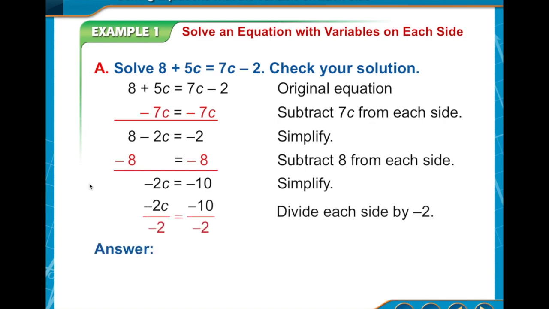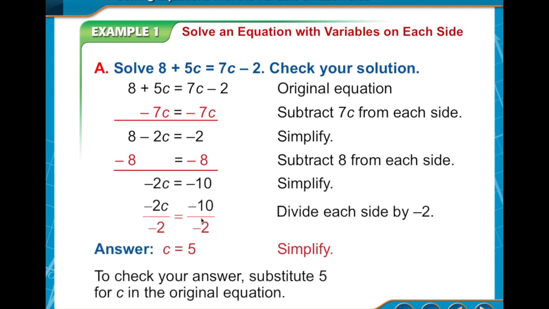And C has to be positive 5. 10 over 2 is 5. Negative over negative becomes a positive. You could check your answer by substituting 5 back into the original equation. So if you came up here and said 8 plus 25, that would be 33. Does that equal 7 times 5, which is 35, minus 2? That is also 33. So if you plugged it back in, it would in fact work. So for 1A, our solution is C equals 5. We moved our variable and we got there.